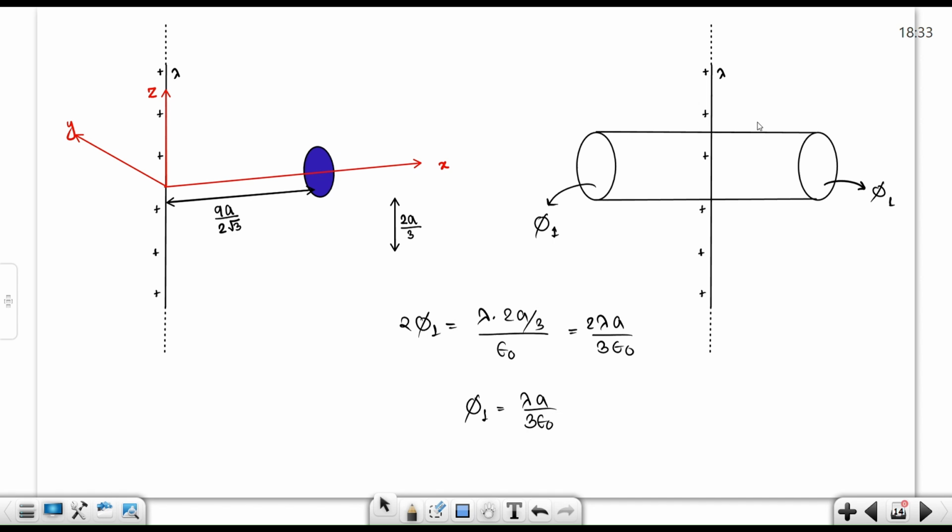I will take a cylindrical Gaussian surface like this, then I will calculate the flux value. This is phi 1. You can see this is symmetrically placed, so this will also be phi 1, and the value of phi 1, that means the flux through this, is lambda a upon 3 epsilon naught.